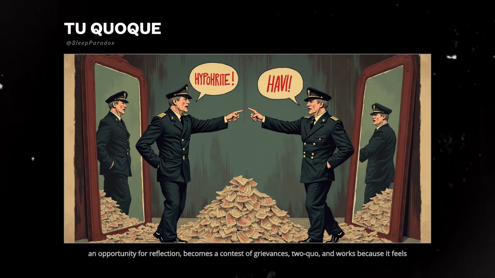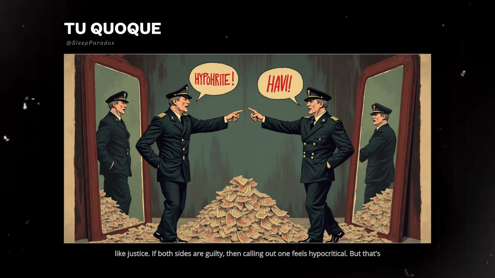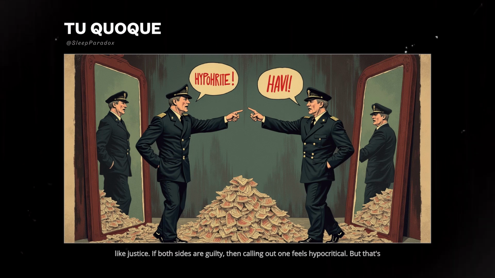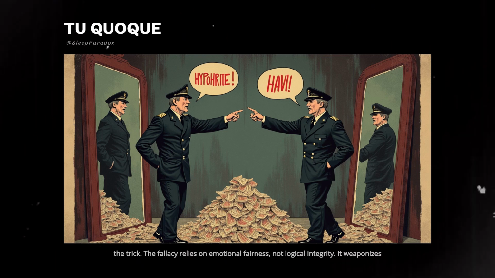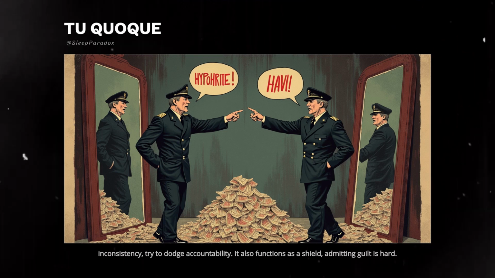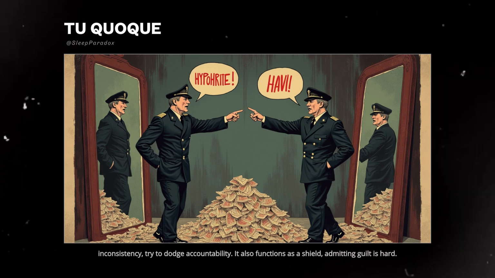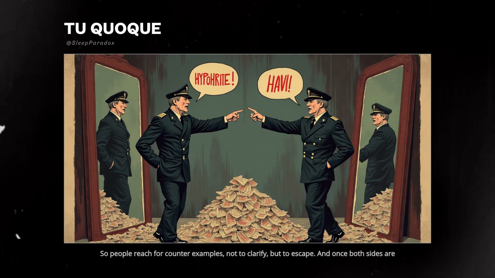Tu quoque works because it feels like justice. If both sides are guilty, then calling out one feels hypocritical. But that's the trick. The fallacy relies on emotional fairness, not logical integrity. It weaponizes inconsistency, trying to dodge accountability. It also functions as a shield. Admitting guilt is hard, so people reach for counterexamples, not to clarify, but to escape.